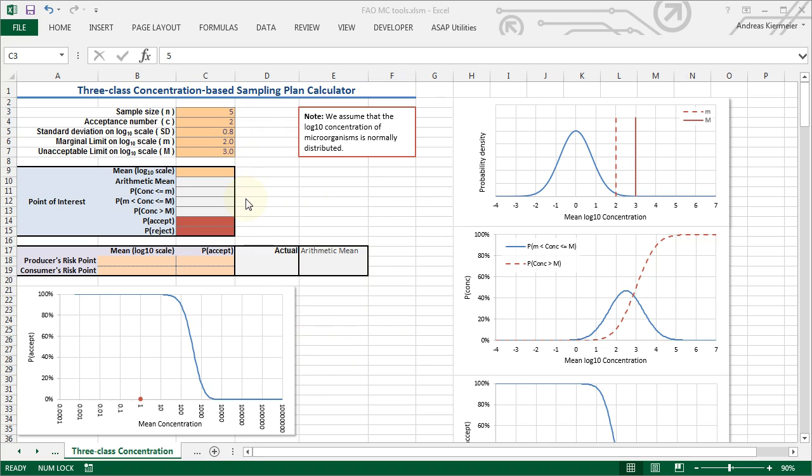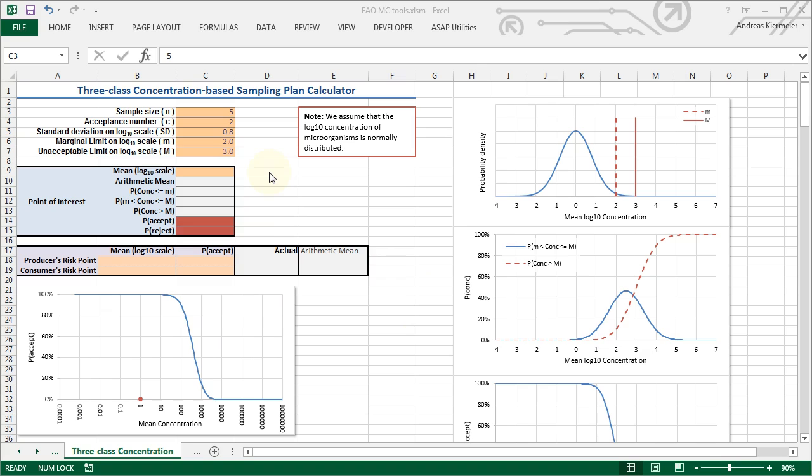There is also an area for a point of interest, which allows you to calculate the sampling plan's probability of acceptance and rejection for any mean log 10 concentration that you might be interested in. We'll have a look at this particular area in more detail in a little bit. Finally, there is an area for specifying the consumers' and producers' risk points, which we look at in a different video. And there are also several graphs on the right-hand side that provide some further information.